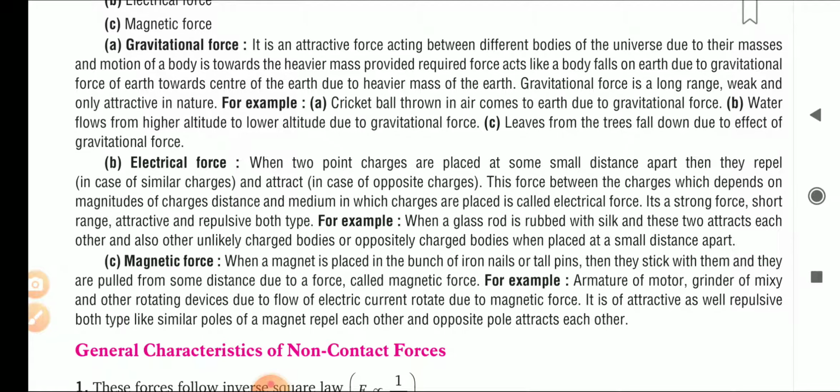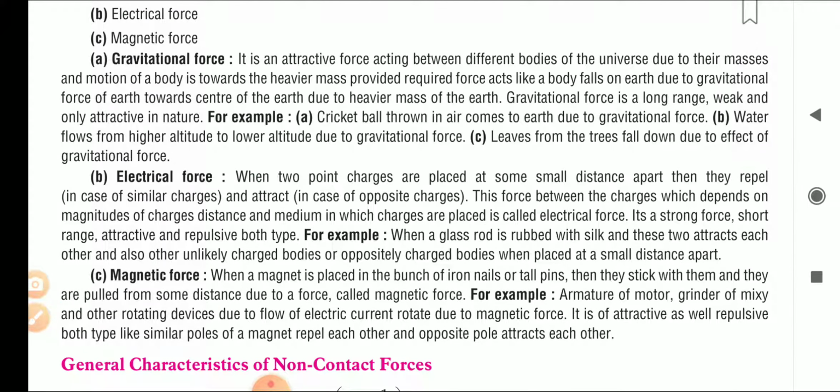Let us go through whatever is given in your book. Gravitational force is an attractive force acting between two different bodies of the universe due to their masses, and motion of a body is towards the heavier mass, provided required forces act. Like a body falls on the earth due to the gravitational force of the earth, towards the center of the earth, due to the heavier mass of the earth. Gravitational force is a long range, weak and only attractive in nature.